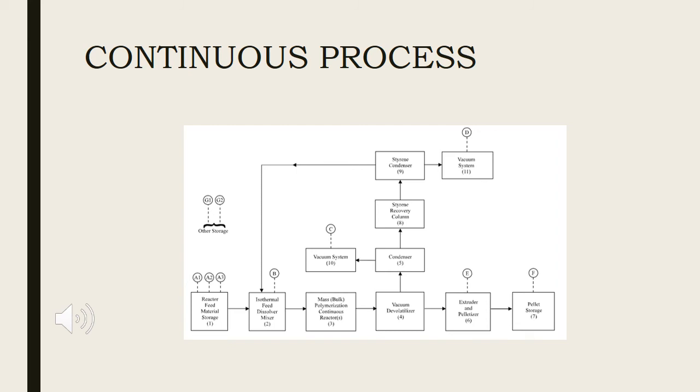In styrene recovery unit, the crude styrene monomer recovered from condenser, unit number 5, is purified in a distillation column, unit number 8. The styrene overhead from tower is condensed in unit number 9 and returned to the feed dissolver mixer. Non-condensables are vented through a vacuum system, unit number 11. Column bottoms containing low molecular weight polymers are used sometimes as a fuel supplement.